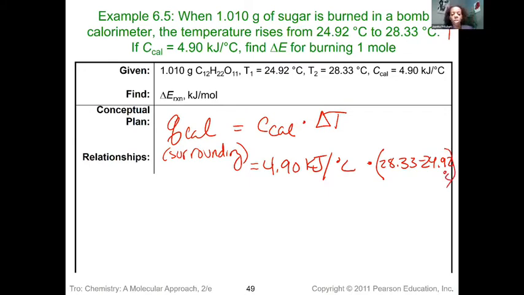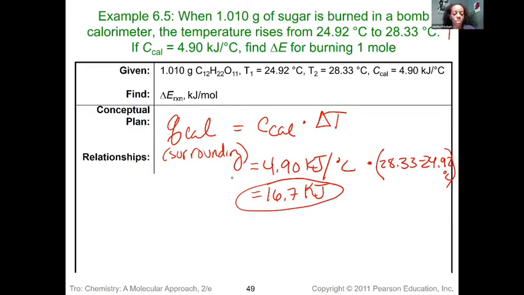Okay, and so if we plug that in, we have 28.33 minus 24.92, and that gets us 3.41 degrees Celsius change. And we're going to multiply that by 4.90, and we end up with 16.7 kilojoules, because our Celsius unit would cancel out. So what this means is inside the calorimeter, we gained 16.7 kilojoules of heat.